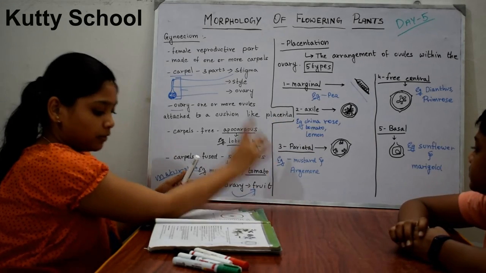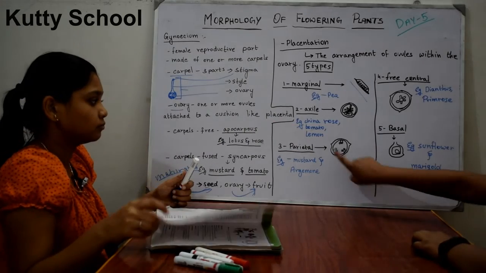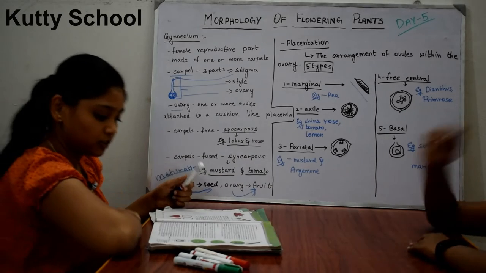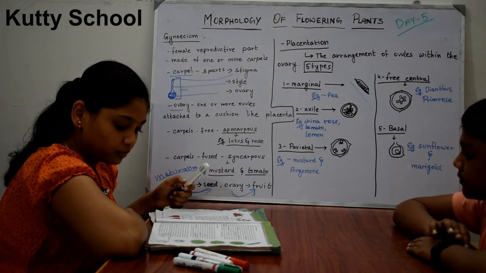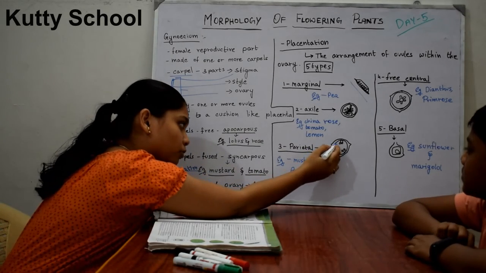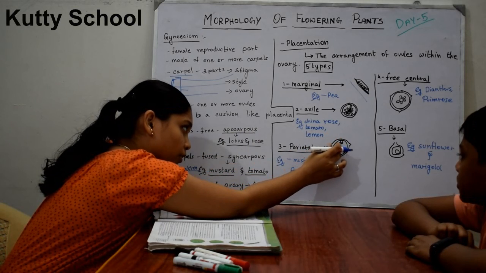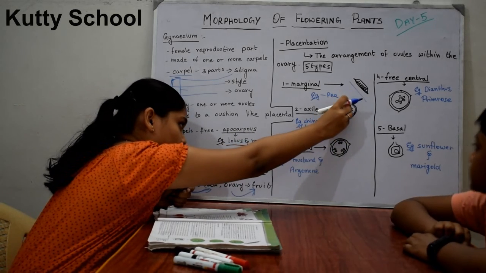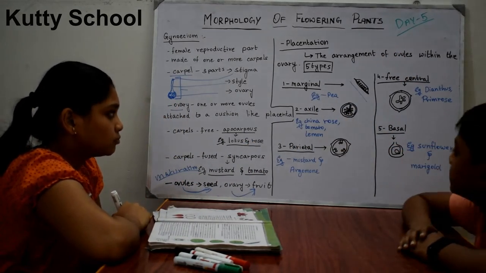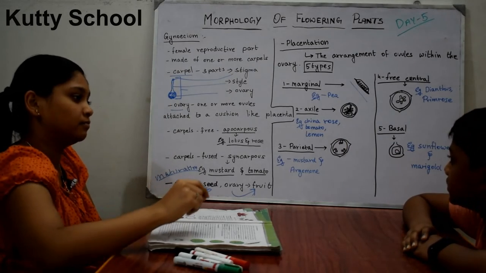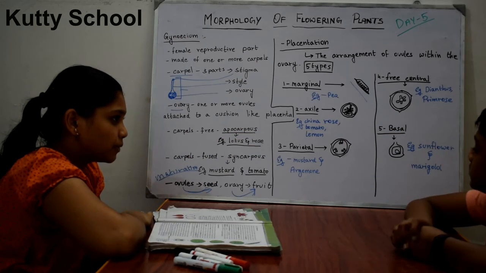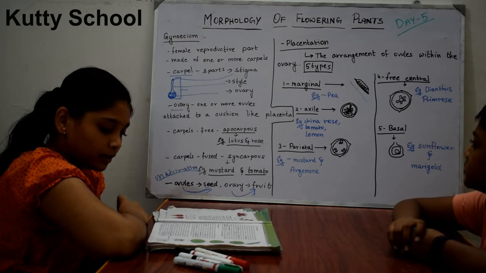And then the third one is parietal placentation. Like margin, but it is rounded like that. In parietal placentation, the ovules develop on the inner wall of the ovary. This is the ovary. They develop from the ovary wall. It is not like the margin, which is a single line. Here it is a circle, round, developed from the inner wall of the ovary.